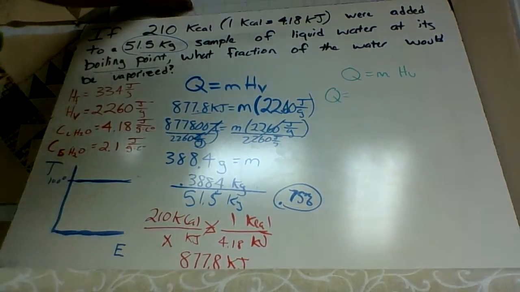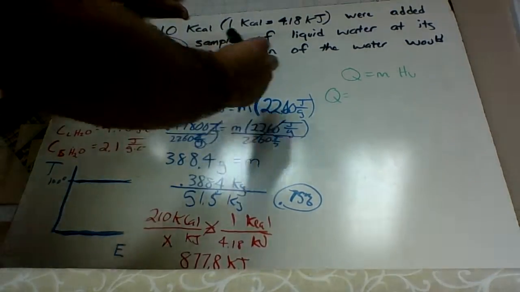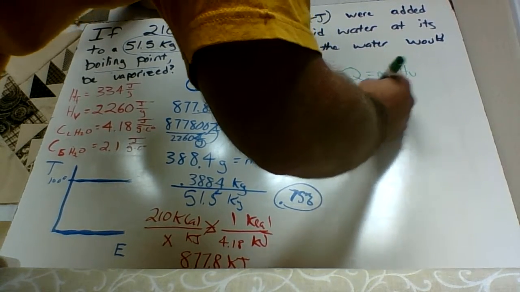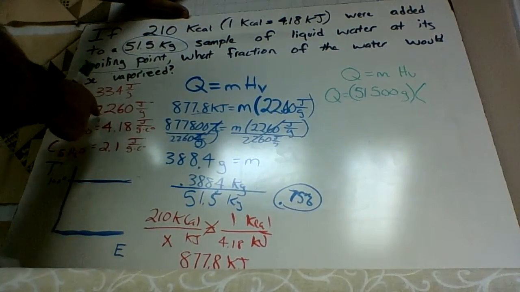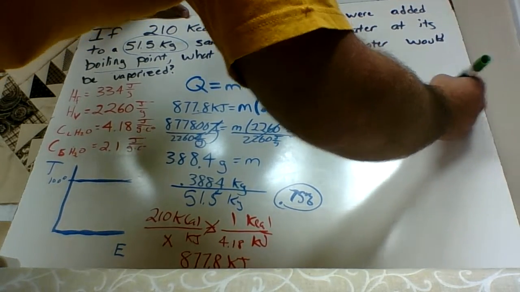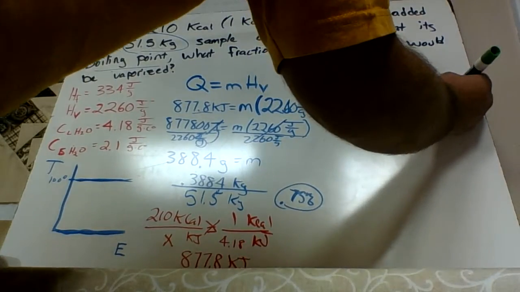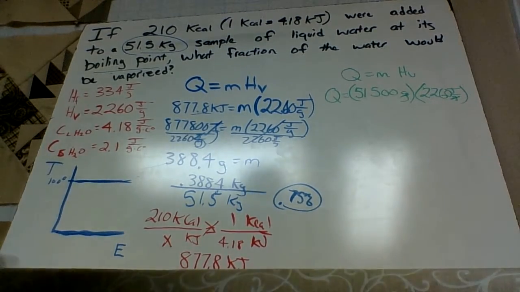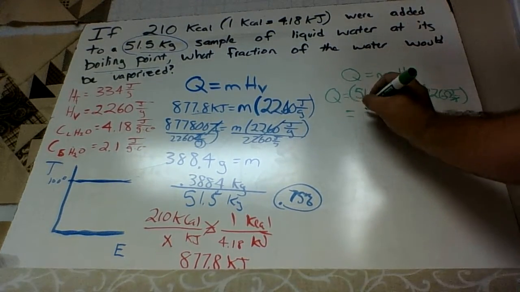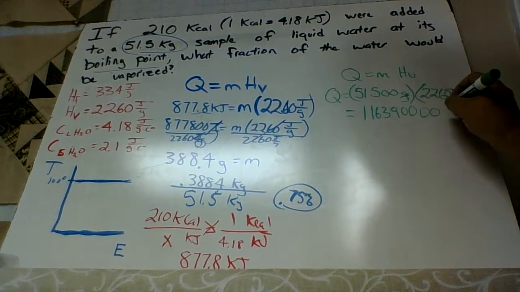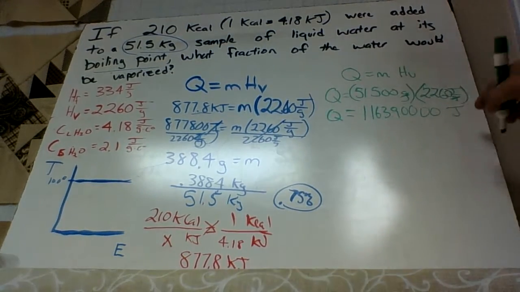I'm going to go ahead and change my kilograms to grams just simply by moving the decimal 3 spots to the right. And so that's 51,500 grams. Then I'm going to multiply that by the heat of vaporization, which is again that constant, 2260 joules over grams. Notice how my grams cancel real nicely. So I'm going to take 2260 times 51,500. When I do that, I get a very large number. That's equal to 116,390,000 joules. That's a lot of energy right there.